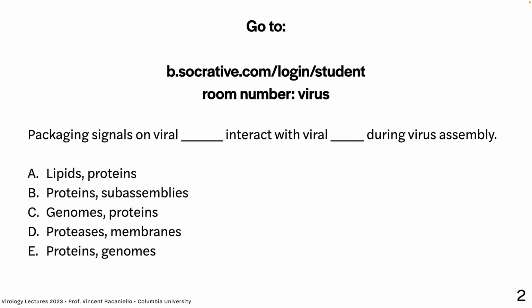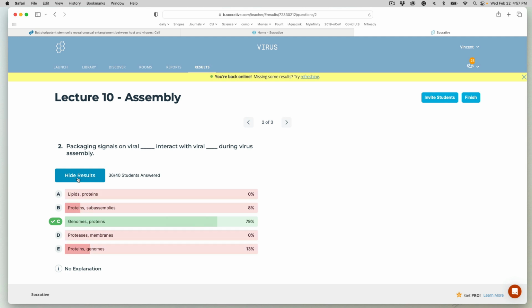Packaging signals on viral blank interact with viral blank during assembly. Okay, so what are the blanks? We have lipids and proteins. We have proteins and subassemblies. We have genomes and proteins. We have proteases and membranes, or proteins and genomes. So which signals on viral X interact with viral X during assembly? Okay, it's genomes and proteins. So packaging signal is on the viral genome, and that interacts with viral proteins during virus assembly. Packaging signal is always on the genome. That's how we do the nomenclature. You just have to remember that.